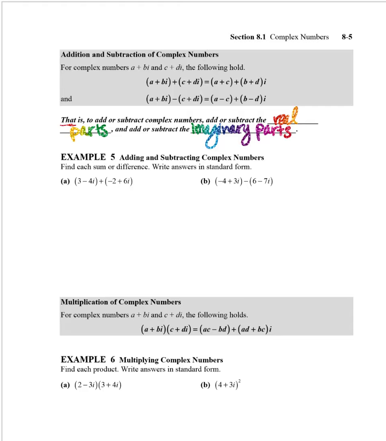You can think of this as combining like terms when you're adding and subtracting complex numbers. When you're multiplying complex numbers, I think it's easier, instead of thinking of it this way, just to use the FOIL method. So when you're multiplying, use the FOIL method, and then you can think of it as combining like terms, and then don't forget that i squared is equal to -1 for that last step when you're simplifying.